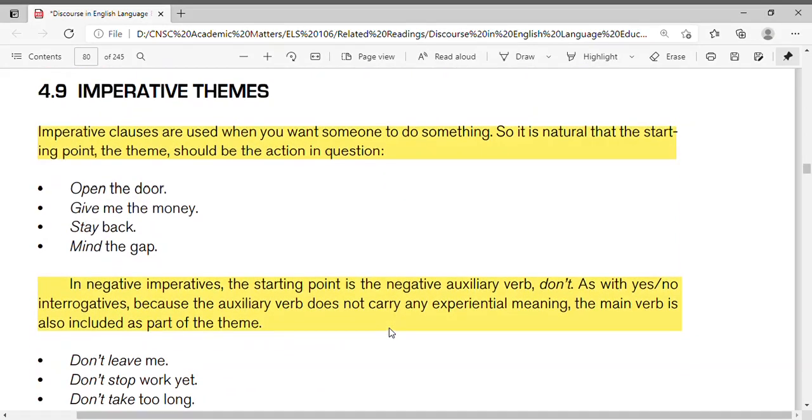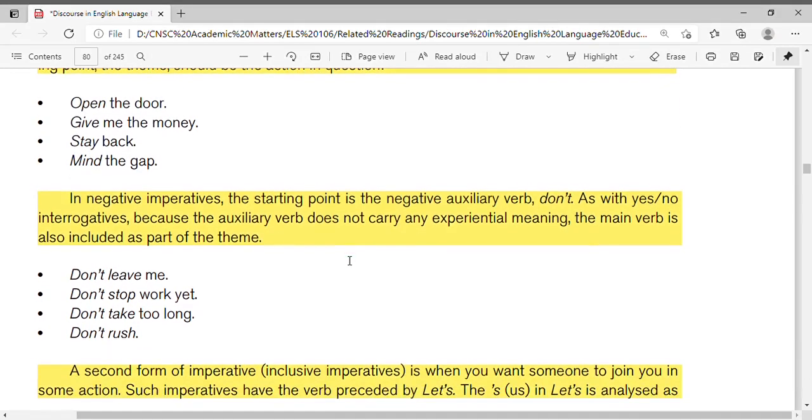When it comes to the imperative themes, imperative clauses are used when you want someone to do something. So it is natural that the starting point, which is the theme, should be the action in question. So here, imperative themes are the starting point or the action in question in all sentences. Example, open the door. The action in question is open, so it is the theme. Give me the money, it's give. Stay back, it's stay. And mind the gap, it's mind. In negative imperatives, the starting point is the negative auxiliary verb don't.